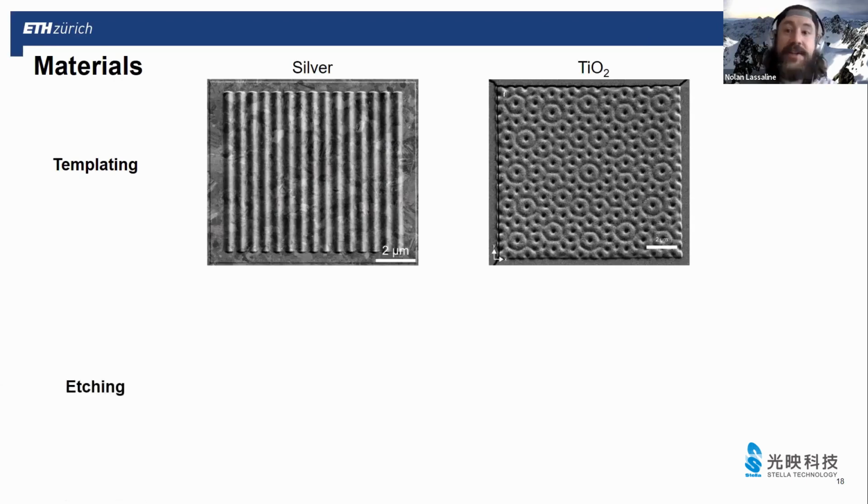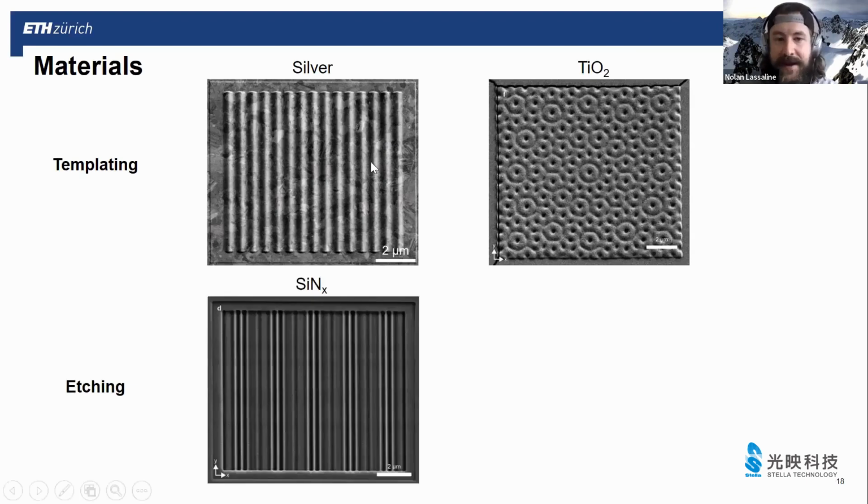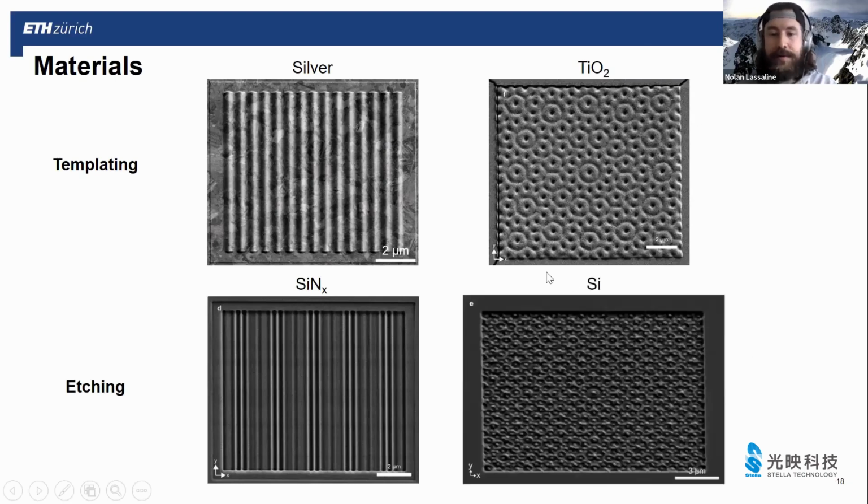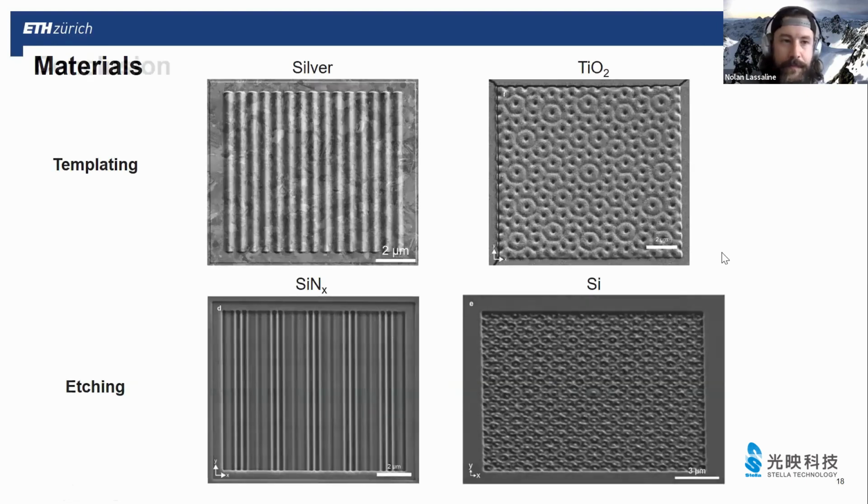Or we can also use etching processes to transfer the patterns to semiconductors, which we would then use as the substrate. So for example, silicon nitride or silicon shown here. And what's really nice about this one in silicon is it really shows that not only can we pattern these very beautiful and very complex surfaces, but we can actually nicely transfer those patterns to a number of different materials, depending on what people want to do.